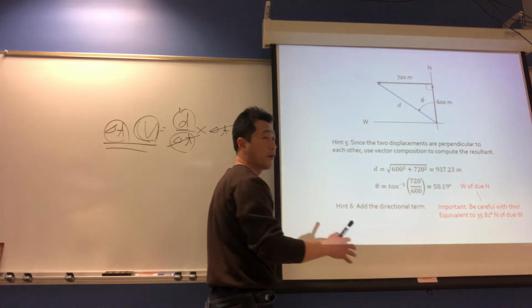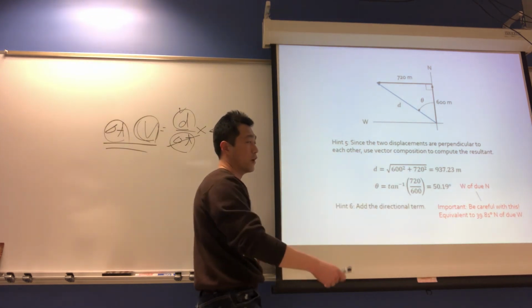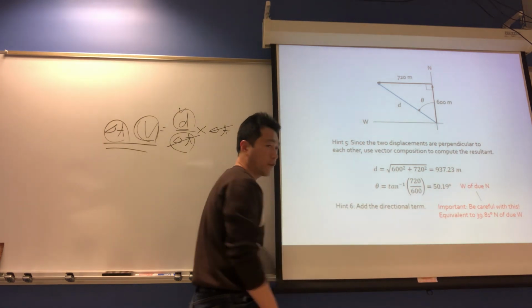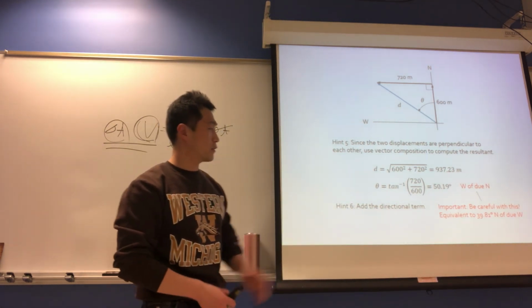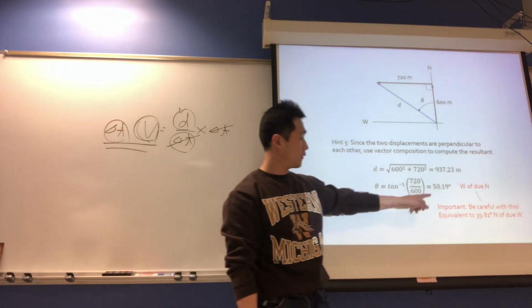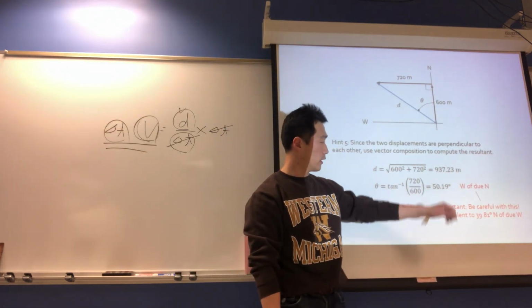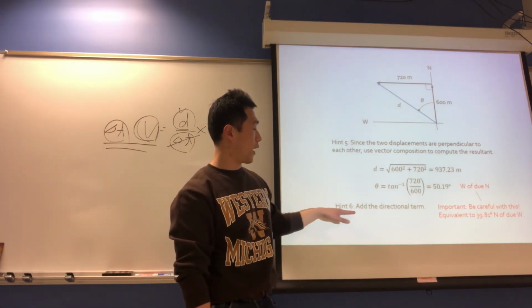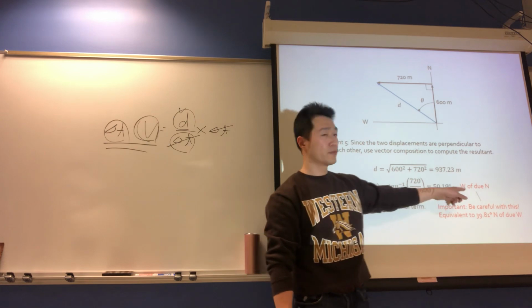So tan theta is opposite over adjacent, right? So opposite, 270, over adjacent. If you use a calculator and take the inverse tangent of this value, you will be able to get 50.19 degrees. But lastly, don't forget to add a directional term, which is this.